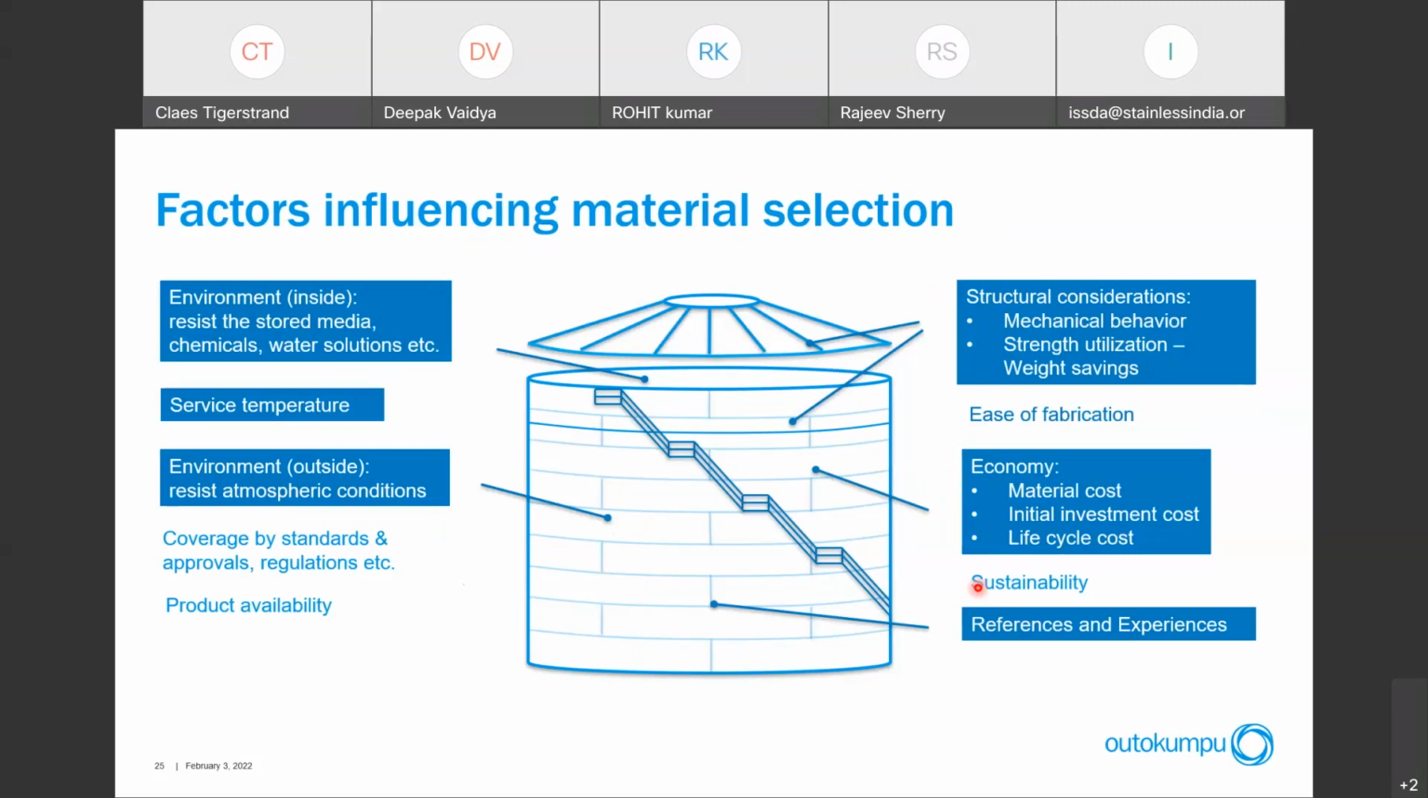Sustainability becomes more and more important now. So also consider that you're using a recyclable material, and how much carbon footprint impact you have on the environment, that is key as well. And then of course, the selection is based on references and experience, so you make sure with good confidence that you are using a grade that can resist the environment.